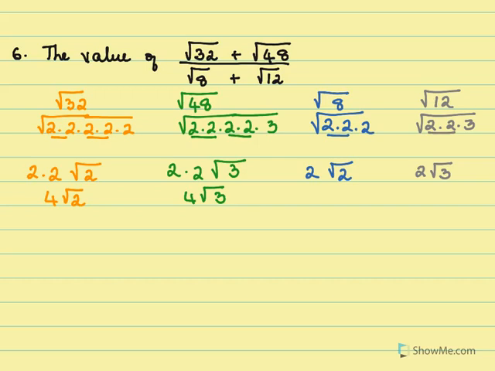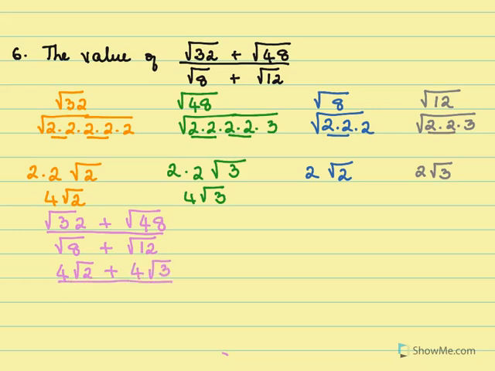Now let me write this all over again. So we have here under root 32 plus under root 48 over under root 8 plus under root 12. So for under root 32, I'm going to write 4 under root 2. That is what I found out. For under root 48, 4 under root 3 over. For under root 8, I'm going to write 2 under root 2. And for under root 12, I'm going to write 2 under root 3.